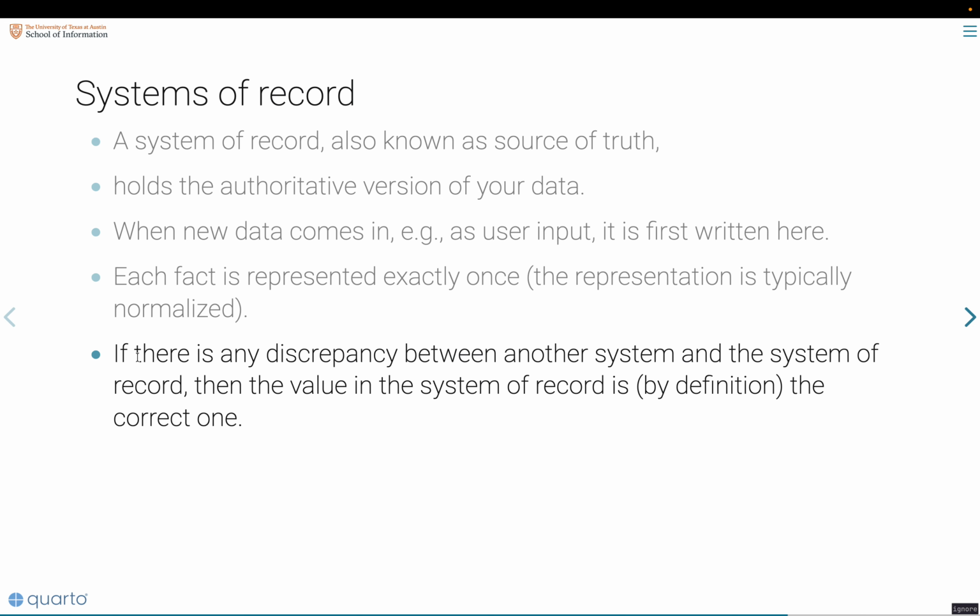And if there is any discrepancy between another system and the system of record, then we assume the system of record is the correct one. That's the definition of the system of record.